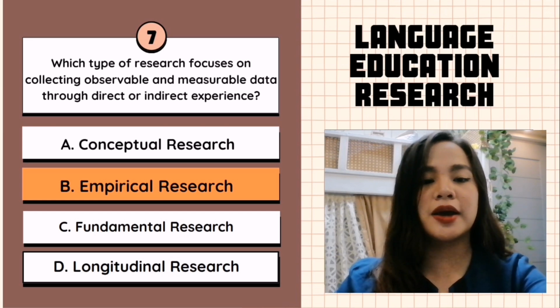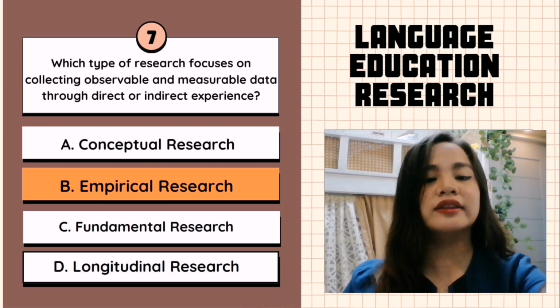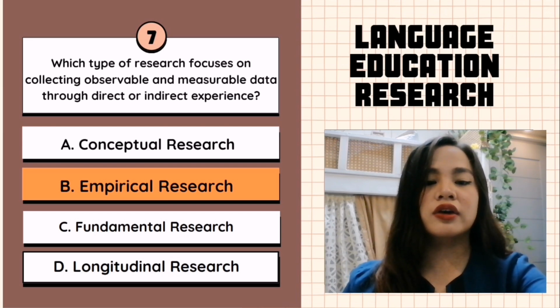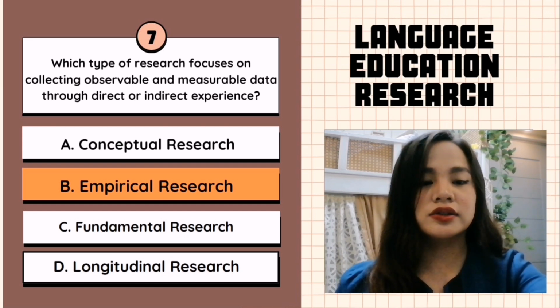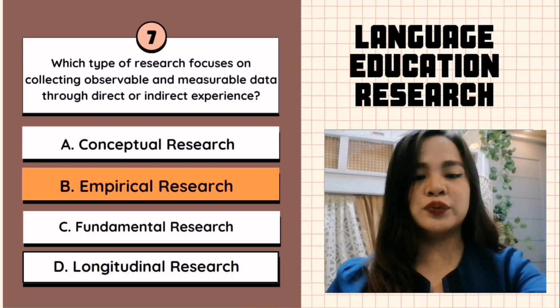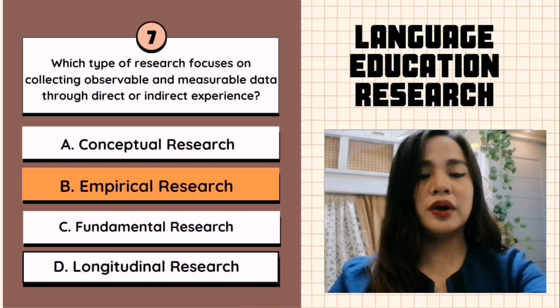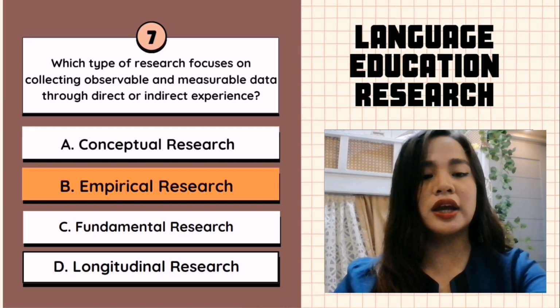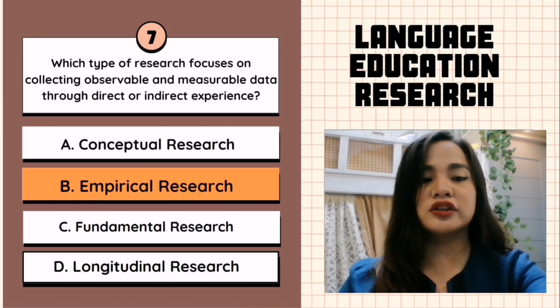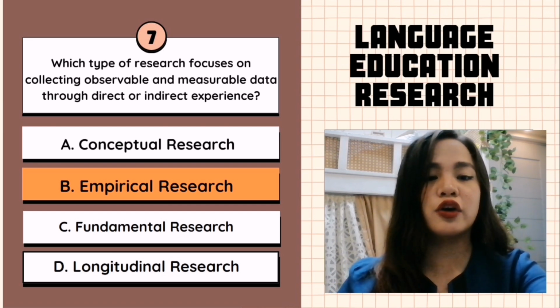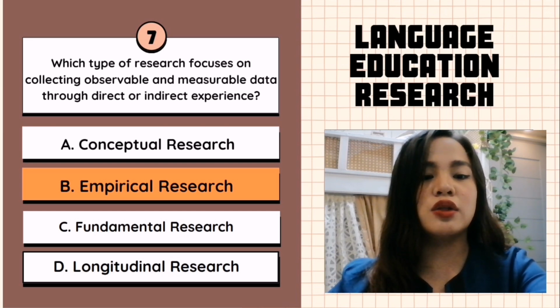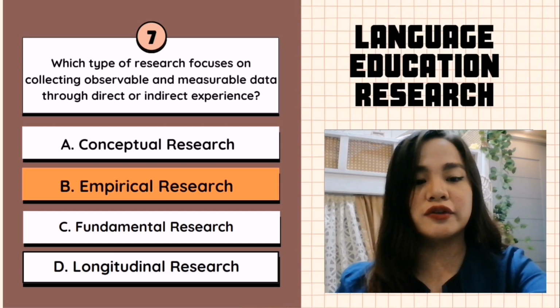It involves collecting measurable and observable data through direct methods like experiments and surveys, or indirect methods like observation or existing records. So it is used to test hypotheses and validate theories with real-life evidence. So why are the other choices incorrect? Letter A is incorrect because conceptual research is focused on developing new theories or refining existing concepts using logic and reasoning. It does not involve data collection or indirect observation.